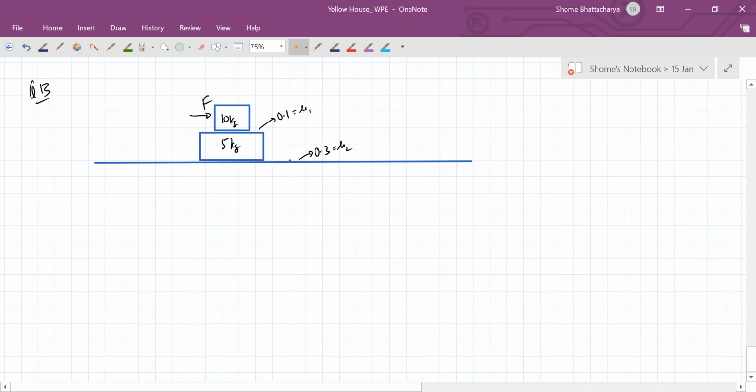Both are initially at rest. So if F is equal to 15 newtons, you have to find out what happens. Take g as 10. So you can see that on the 10 kg block, the moment we apply force like this, there is some friction acting like this. And that friction's maximum possible value is mu1 into 10g. So that is going to be 10 newtons.